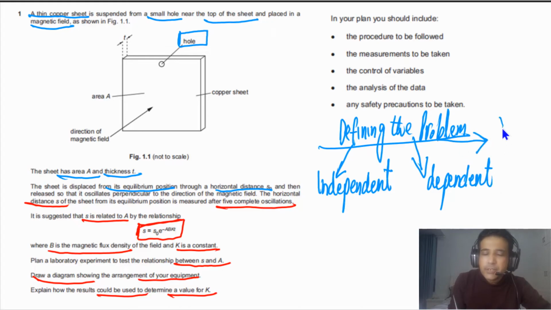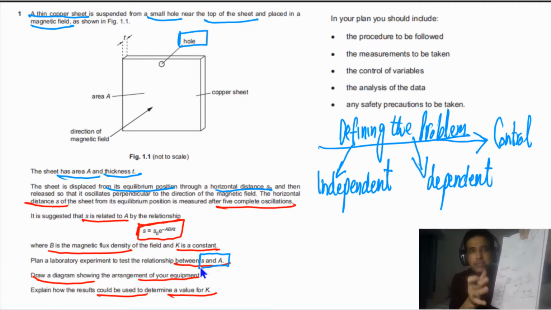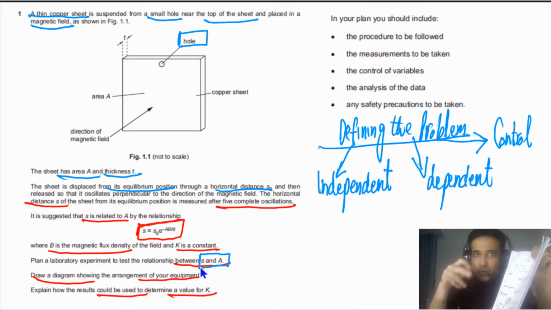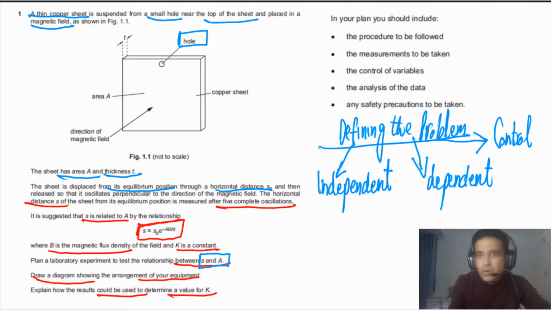And control variables: the variables you have to keep constant. So simply we can say control. We have to design the experiment for S and A. Now you need to understand that A is the area of the plate and S is the distance after 5 complete oscillations. Which one can you change? In this case, the area of the plate we will change. Due to the change in area of the plate, S will change. So the area of the plate is our independent variable.